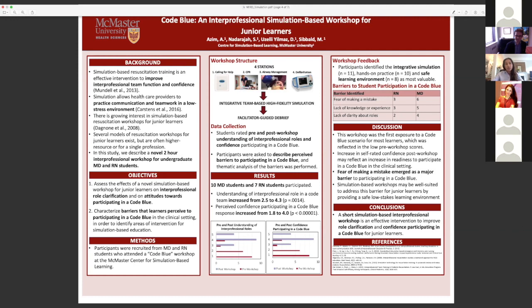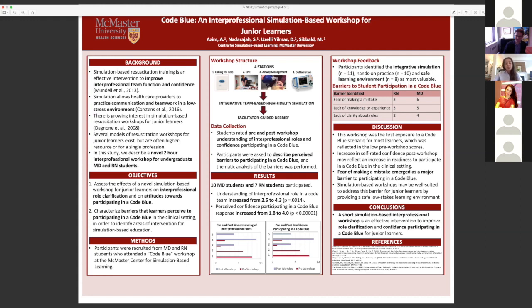a near-peer facilitation. So our objectives for this study were first and foremost to assess the effects of a novel simulation-based workshop for junior learners. As this was an interprofessional workshop, we wanted to look at the effects on interprofessional role clarification, and then also the effects on attitudes towards participating in a code blue in the clinical setting. And then secondly, to characterize barriers that learners perceive to participating in a code blue in the clinical setting in order to identify areas of intervention for simulation-based education.